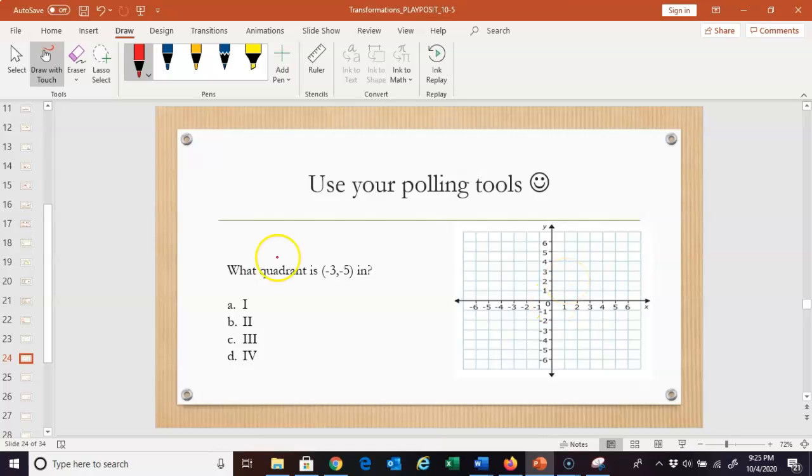Remember, we're going to start at the origin, go over 3 and down 5. It is in quadrant 3.